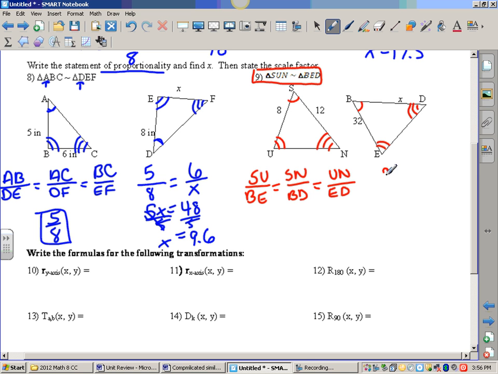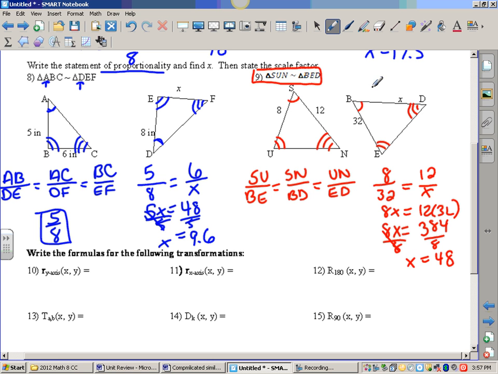I know that 8 is to 32 as 12 is to x. Cross multiply. 8x equals 12 times 32. I'm going to write that one down because I got to think about that one for a second. 12 times 32, you can write it over on the side, gives you 384. Divide by 8, and you get 48. So the length of x needs to be 48 in order for these triangles to be similar. And then your scale factor would just be your 8 over 32, which I can then reduce by 8, and my scale factor is 1/4.